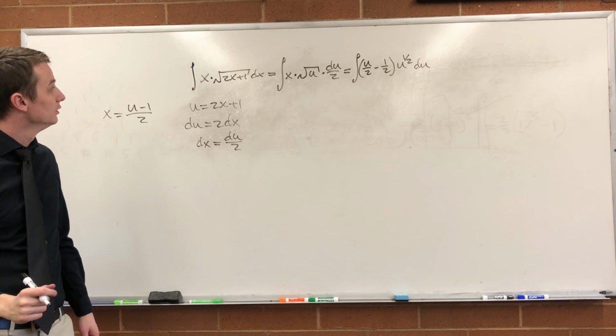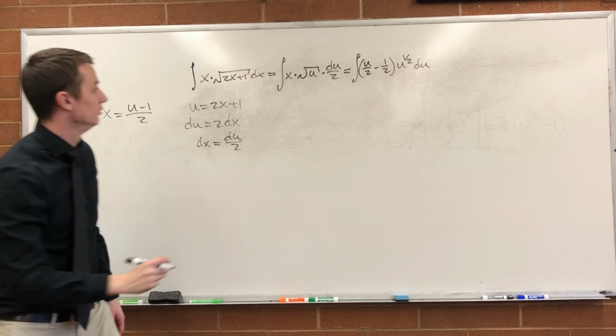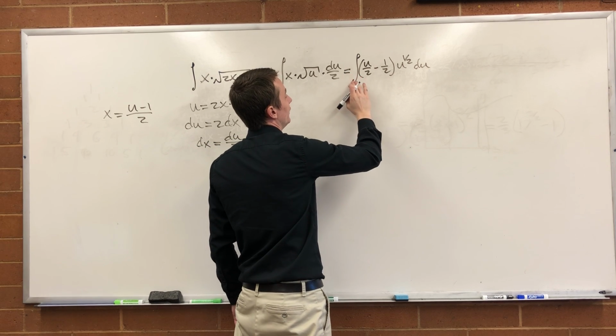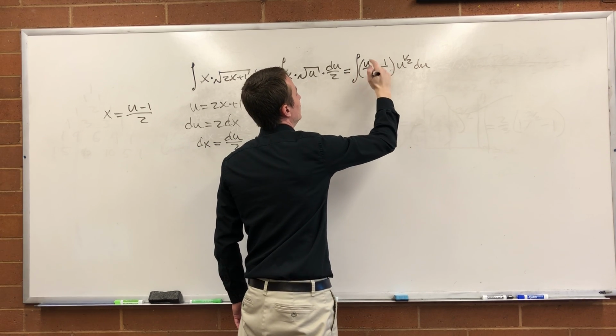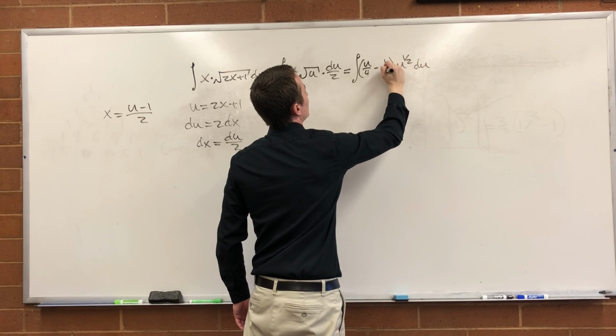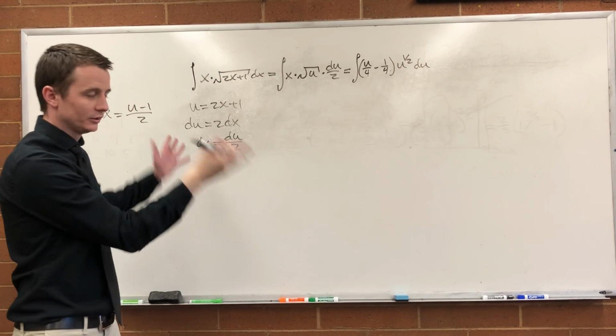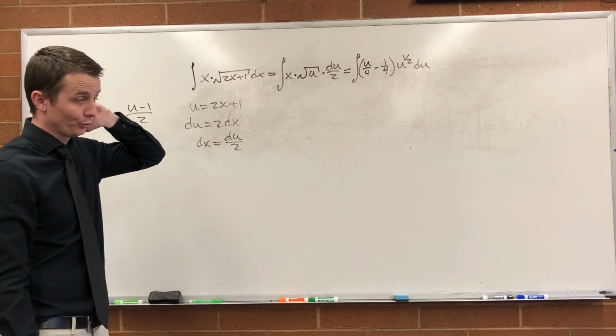Where'd your du over 2 go? Oh, thank you. Let's get that 2. I'm going to put the 2 here. We've got a 4 and a 4. Shove it in there so I just have all my constants in one place. You good with what I did there though?